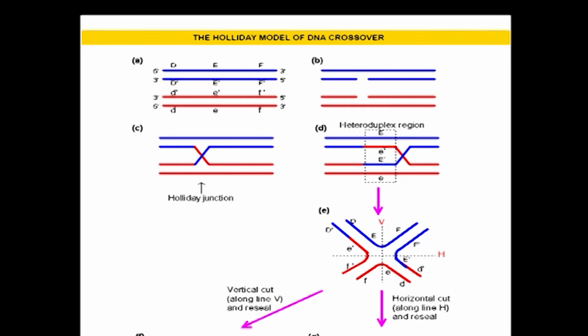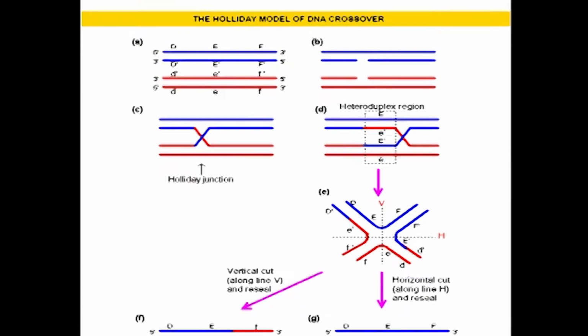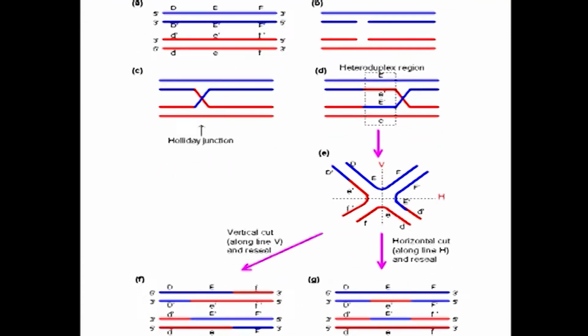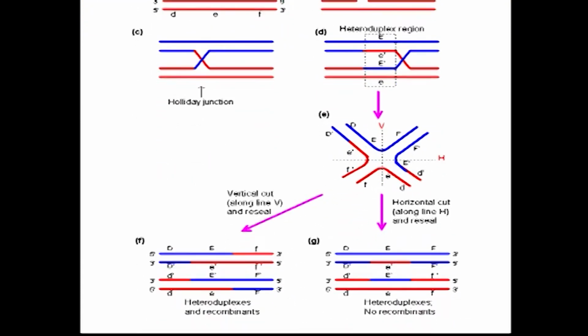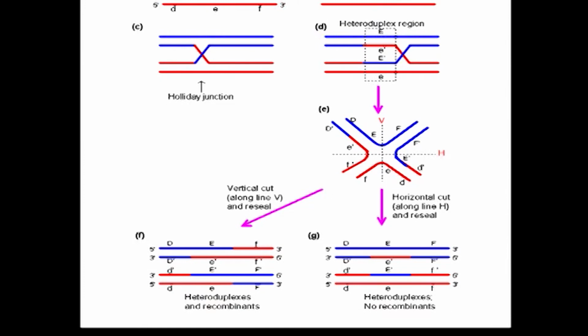Resolution of the Holliday structure. DNA strands may be cut along either the vertical line or the horizontal line. The vertical cut will result in crossover between F, F prime and capital F, F prime regions. The heteroduplex region will eventually be corrected by mismatch repair. Finally, the horizontal cut does not lead to crossover after mismatch repair. However, it could cause gene conversion.